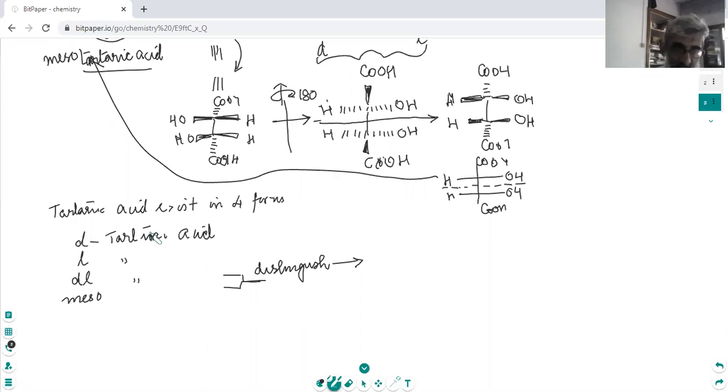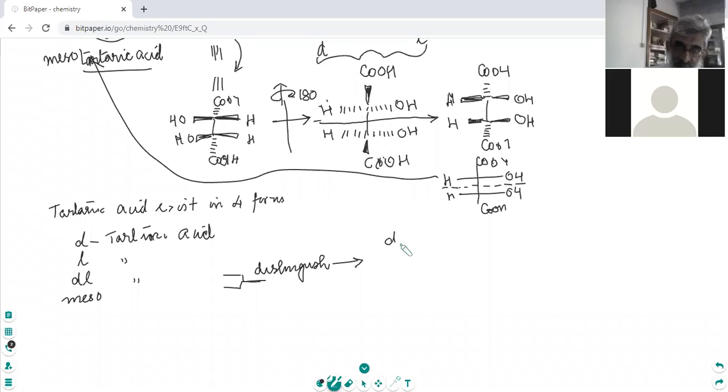Okay, if it is only D or L, you just have to find out the optical rotation, and if it is having an optical rotation, it is either D or L. But meso will not have an optical rotation. But if you are given a DL mixture which is equal amount of plus and minus isomers, optical rotation will be 0. Therefore, that cannot be used as a method of separation. But the name itself will tell you: DL is a mixture.